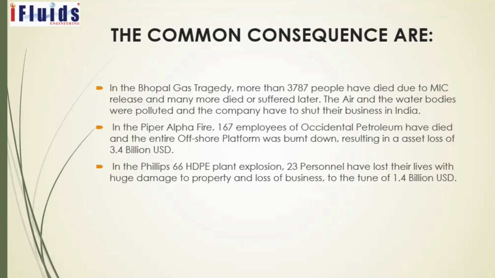In the Bhopal gas tragedy, more than 3,787 people died due to MIC, methyl isocyanate release, and many more died or suffered later. The air and water bodies were polluted and the company had to shut down its business in India. In Piper Alpha, 167 employees of Occidental Petroleum died and the entire offshore platform was burnt down, resulting in an asset loss of $3.4 billion. In the Phillips 66 HDPE plant explosion, 23 personnel lost their lives, with huge damage to property and loss of business to the tune of $1.4 billion.